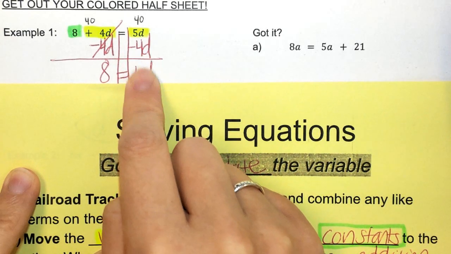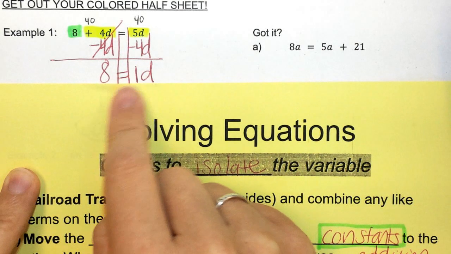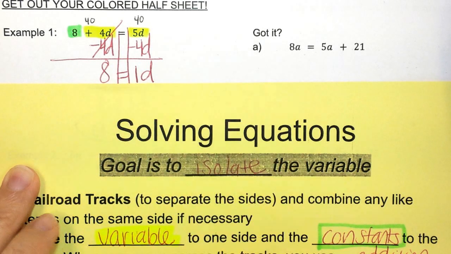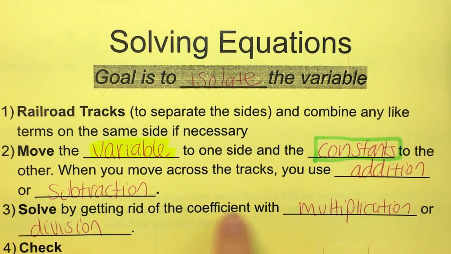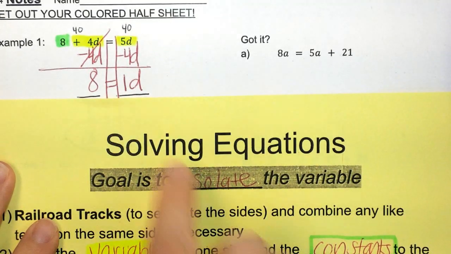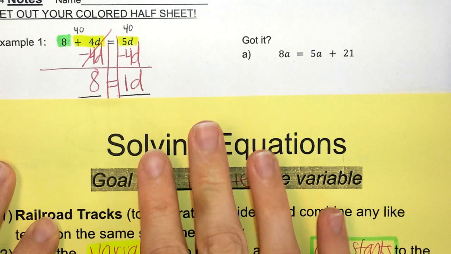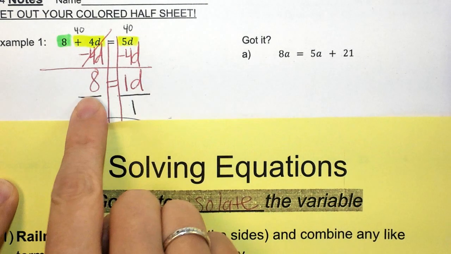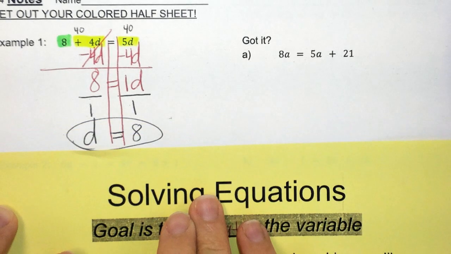We know that 1D is really just D, but to see what we would normally do to solve the rest of this, anytime there's a coefficient, now it's step 3. Get rid of the coefficient by multiplying or dividing. This one was really multiplying in between, so the opposite is divide. You divide by 1 on both sides. 8 divided by 1 is 8.